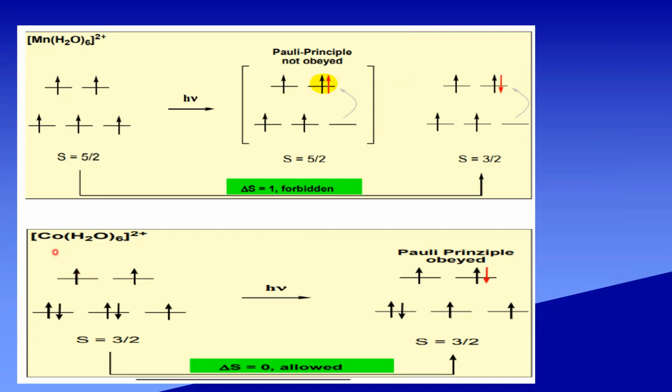The second case is Co(H2O)6 2+. In this, Co in plus 2 oxidation state has a d7 configuration, and the S value is 3/2. By absorbing energy, one of the electrons is promoted to the higher energy state without changing the spin. The S value here is 3/2. There is no change in S, so it is a spin allowed transition.